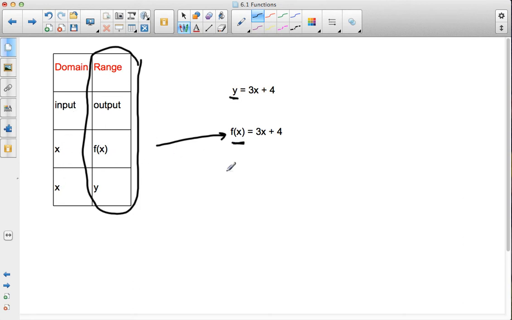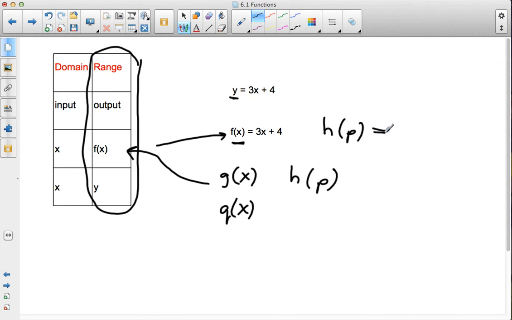Now one thing to notice is that it doesn't have to be f of x. It could be g of x, it could be q of x, it could be h of p. It doesn't matter, they all represent that same kind of idea of f of x. So there's no need to panic about that. It all means the same thing, except if you see something like h of p, then that means that in this equation over here, 3x plus 4, you would see it as 3p plus 4. But it still all relates back to that same linear function that we've been working with for a long time now, y equals 3x plus 4.